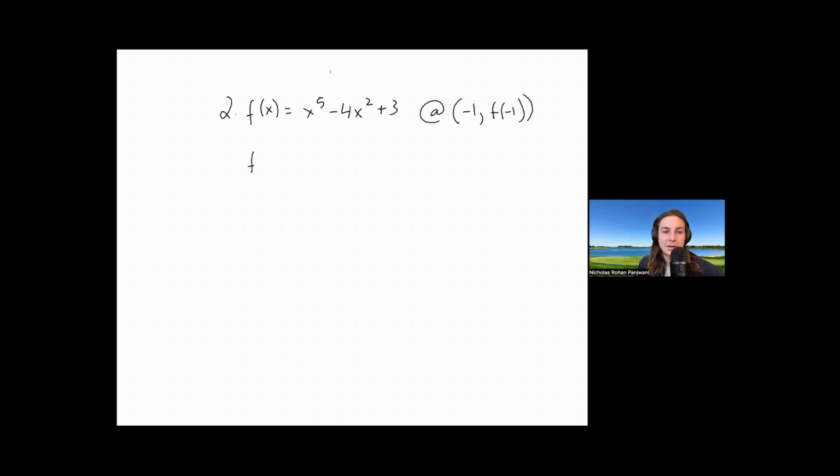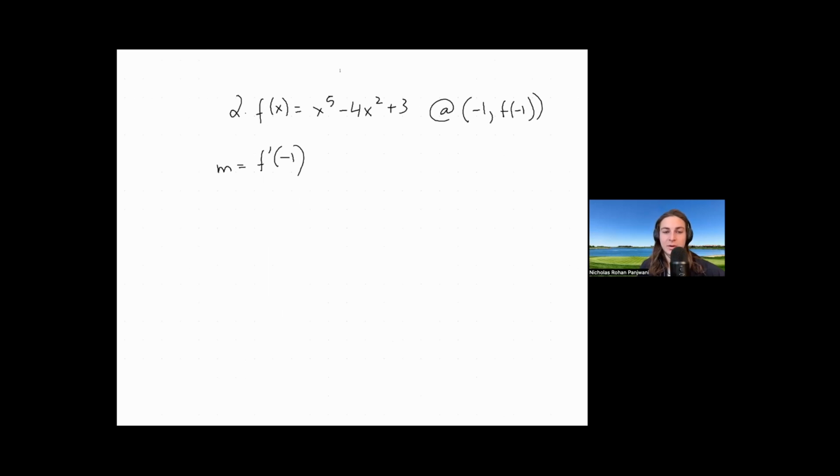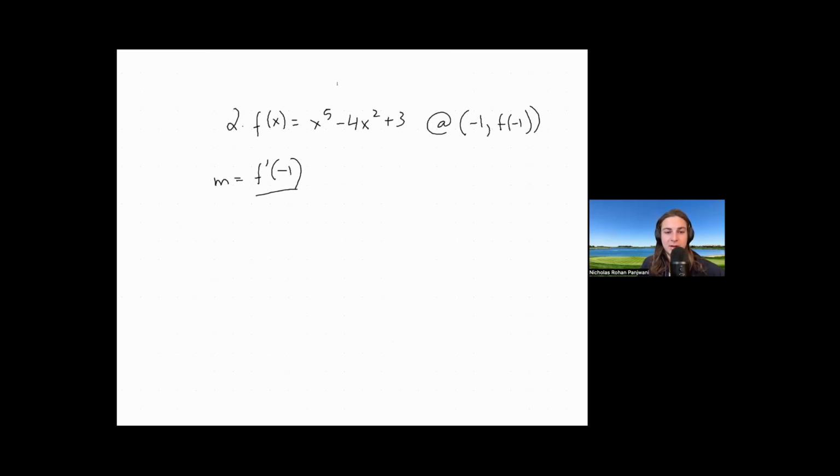So m is going to be equal to f prime of negative 1. But before we do f prime of negative 1, we want to find f prime of x, and we're going to apply that power rule. So we're going to bring down the exponent and then subtract the exponent by 1. So it's going to be 5x to the 4th, right? So bringing that 5 down and then subtracting 1 from 5 to get 5x to the 4th, minus 4 times 2, 8 times x to the 2 minus 1, which is 1.